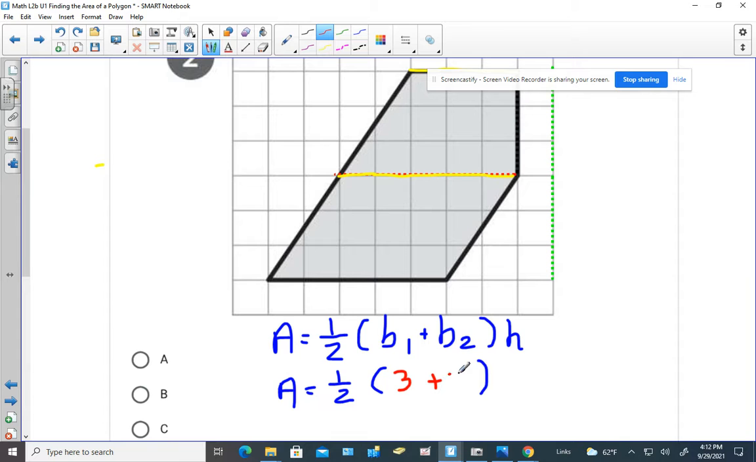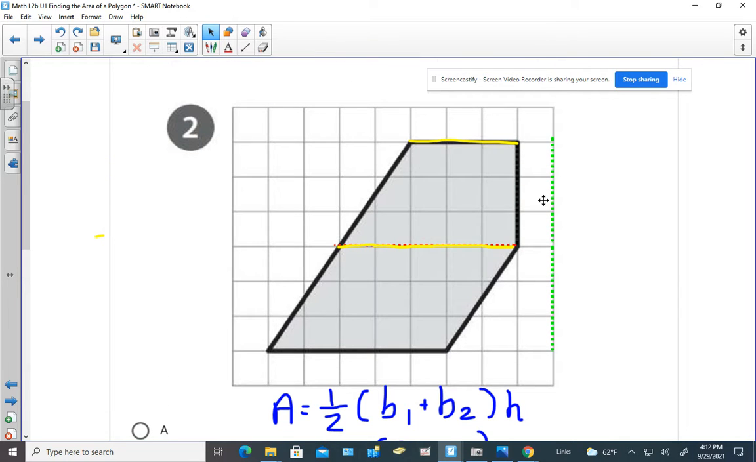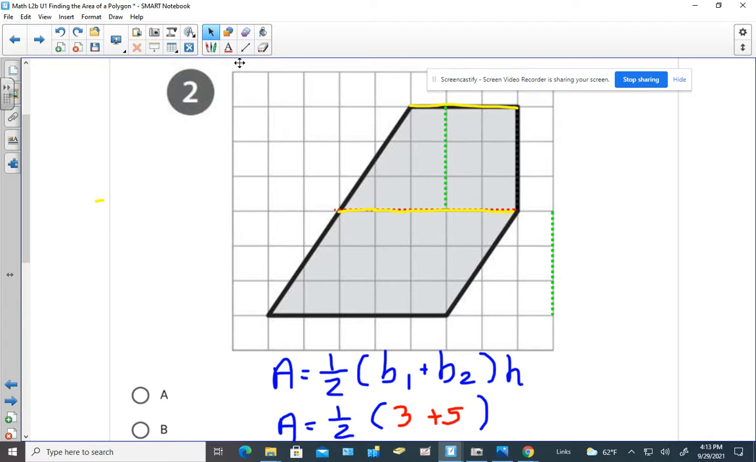All right, now let's figure out how tall this thing is. Now remember, the height has to be perpendicular to the base. Since this happens to be a right trapezoid, this is a right angle right here, we can even use this side, but any of these lines would help us. So let's count. 1, 2, 3. The height of this is 3.